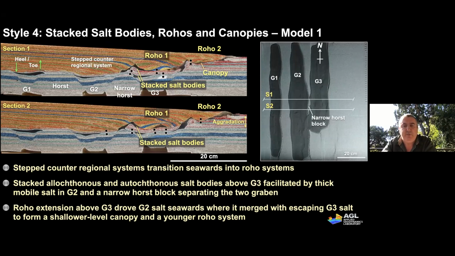So style 4, where we have much more complex systems that were only separated by small horse blocks, so you get expulsion of the salt up and out, stacking of these salt bodies, stacked primary welds and tertiary welds, and then a canopy forms outboard, and once more shallow extension outboard of that.